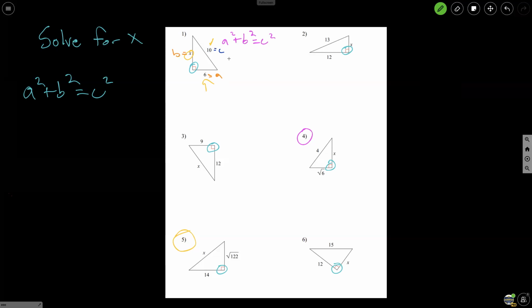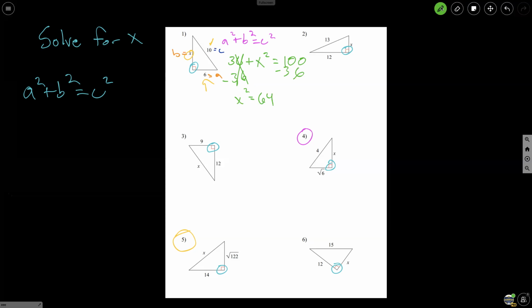A squared is 6. 6 times 6 is 36 plus x squared equals 100, right? Because 10 times 10 is 100. All right, and so we can go ahead and finish solving for it. So we got negative 36 on both sides. X squared equals 100 minus 36. That gives us 64, okay?